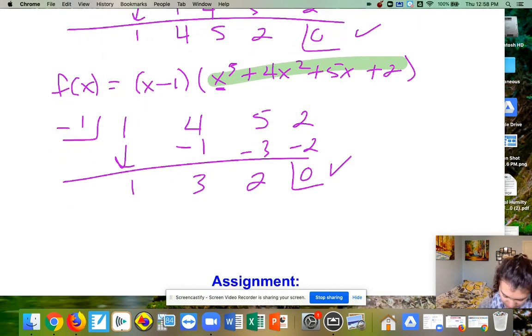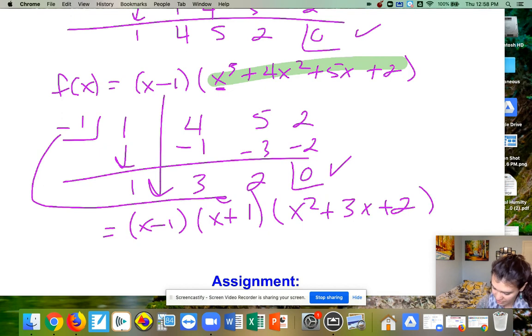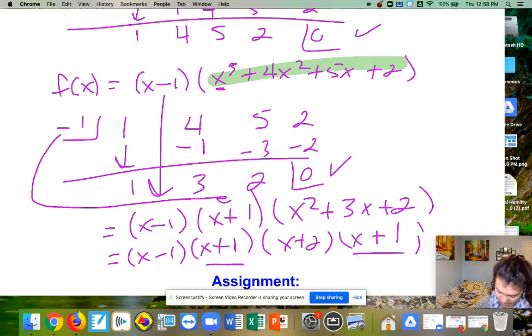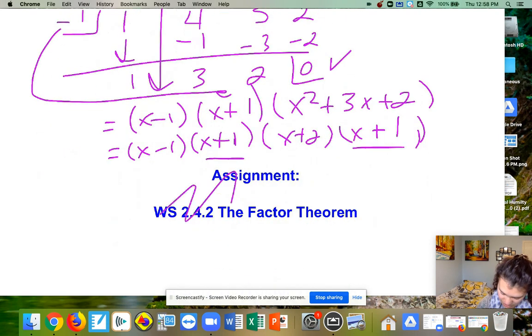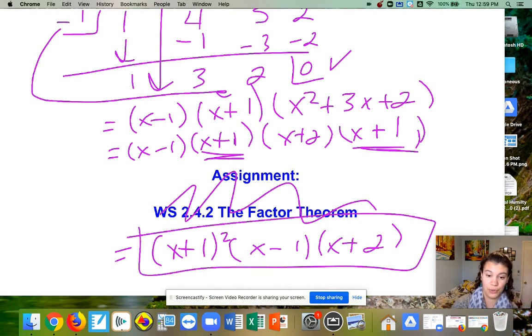So now we have our x minus 1 from before up here, and then we have our x plus 1 from right here, and then we have x squared plus 3x plus 2, and then we can factor this last chunk. We'll get x minus 1, x plus 1, and we get x plus 2 and x plus 1 here. And then these two you can combine, so we'd get x plus 1 squared from both of these, x minus 1, x plus 2, and that would be your final answer. And then your homework is a 2.4.2 worksheet.